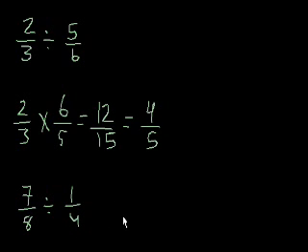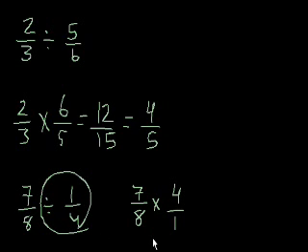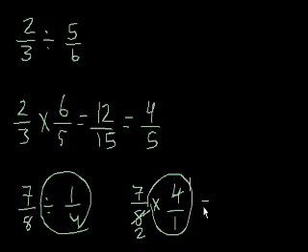What is 7 over 8 divided by 1/4? Well, that's the same thing as 7 over 8 times 4 over 1. Remember, I just flipped this 1/4. Dividing by 1/4 is the same thing as multiplying by 4 over 1. That's all you've got to do. And then we could use a little shortcut we learned in the multiplication module. 8 divided by 4 is 2. 4 divided by 4 is 1. So that equals 7 over 2.